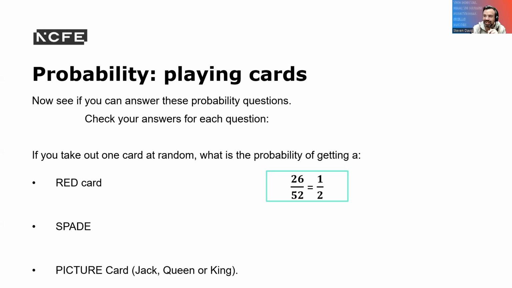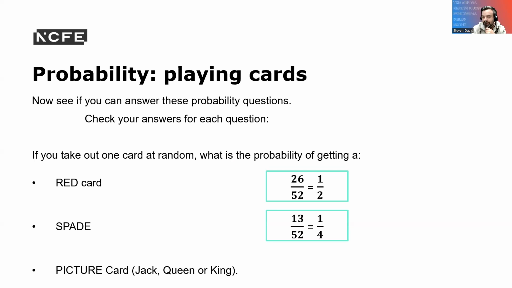So spades, so there are 4 suits, aren't there? So there's clubs, spades, diamonds, and hearts. So it's got to be a quarter because there are 4 suits. There's a 1 in 4 chance. There you go.